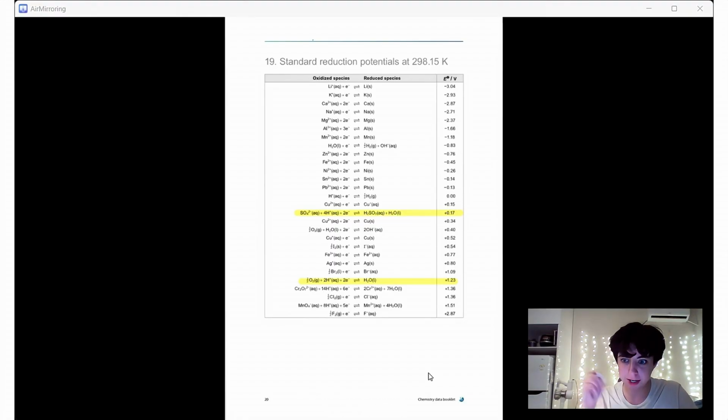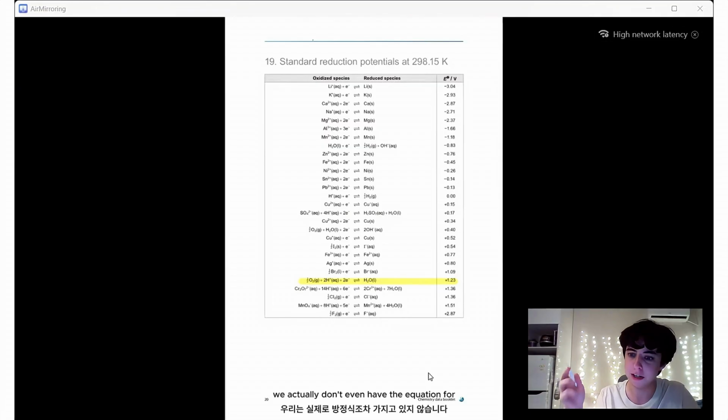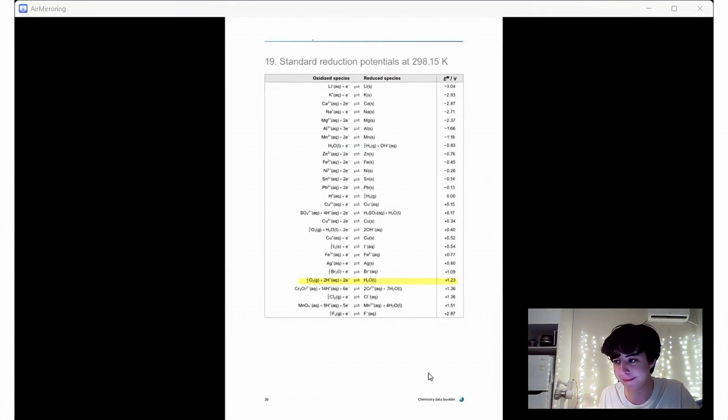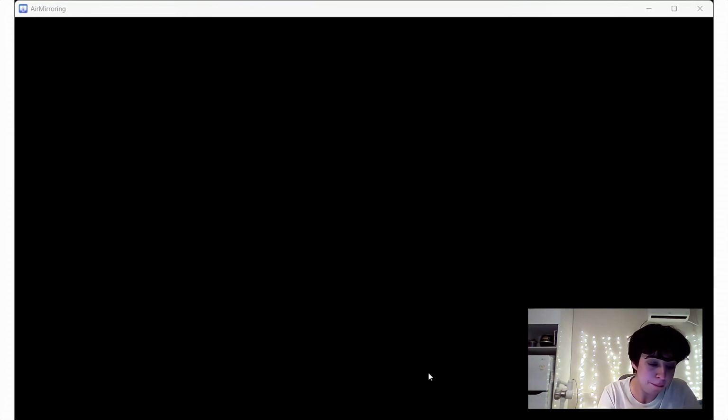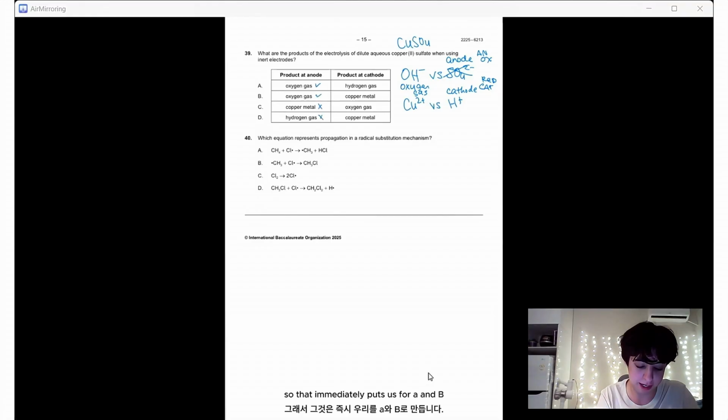However, SO4 2 minus should be being oxidized, not reduced. In this equation, SO4 2 minus is being reduced, so this equation isn't even relevant. We actually don't even have the equation for SO4 2 minus being oxidized, which is kind of stupid in my opinion. But basically what that is telling you is that, no matter what, oxygen gas is going to be produced at the anode. So that immediately puts us at A and B as our options. C and D are out.